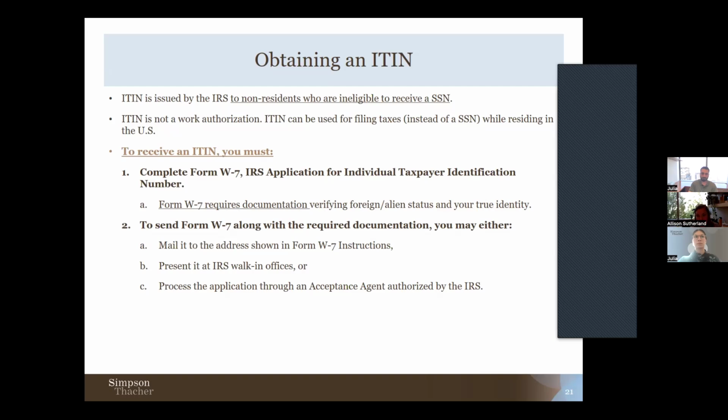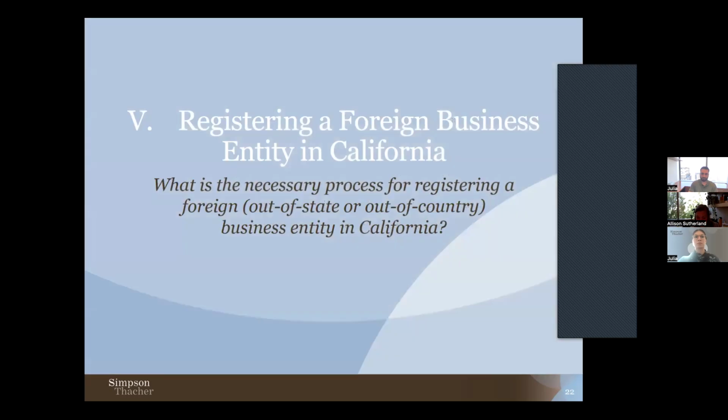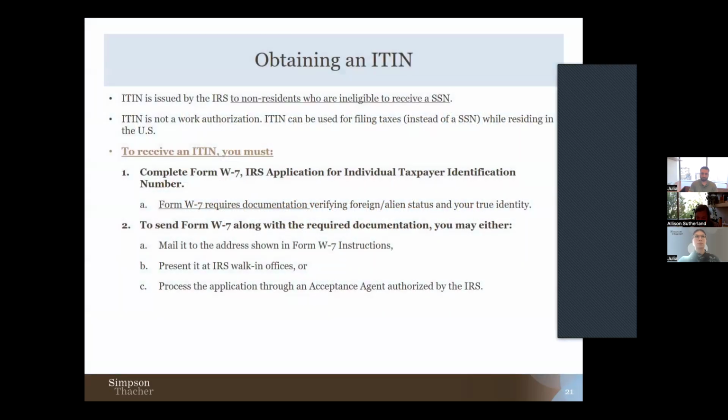In order to receive your ITIN, the steps you have to complete include completing a Form W-7. You can download this from the IRS's website as well as the instructions that go along with it. As a part of the application, it'll ask you to provide certain documents to verify your status and your identity. This will include things such as a passport, a visa, a driver's license, your national identification number, or birth certificate.